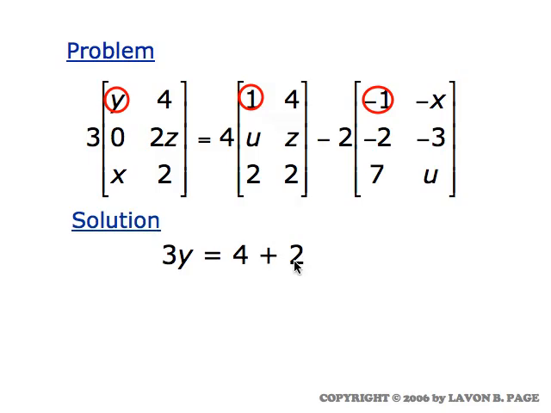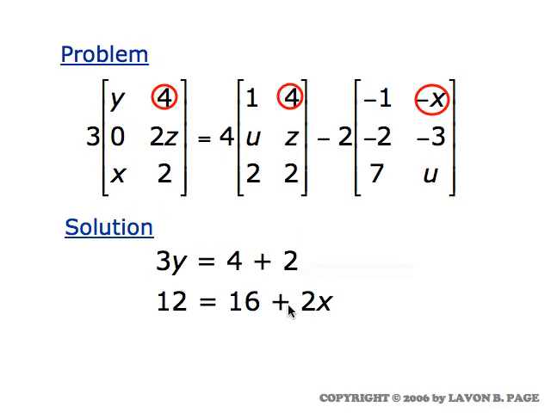And since the matrices are equal, that will tell us that 3 times Y, which is the row 1, column 1 entry on the left, will have to be equal to the row 1, column 1 entry on the right, which is 4 plus 2. 3Y will be 4 plus 2, which is 6, and of course that will tell us the value of Y. Move on over to the row 1, column 2 spot and go through the same logic, and you can deduce that 12 is equal to 4 times 4, 16, minus 2 times minus x, which is plus 2x.